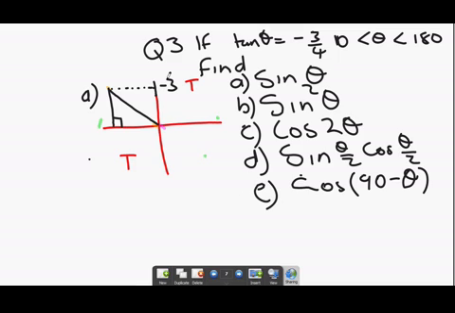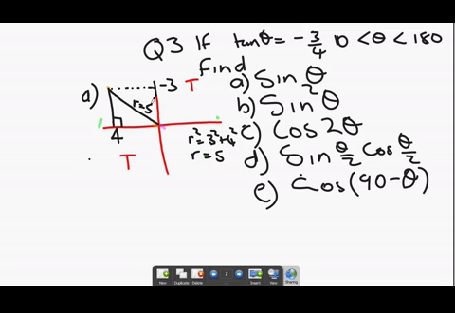Now let's look at the adjacent. It's going to be 4, so it's going to be 4 there. Now if I want to find my r, I'm just going to do r squared is equal to 3 squared plus 4 squared. R is going to be equal to 5. By now you should be able to work out your r, because this is a revision tutorial.